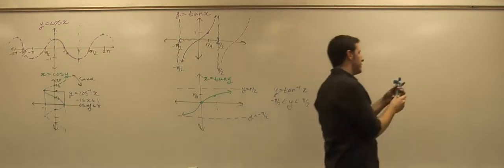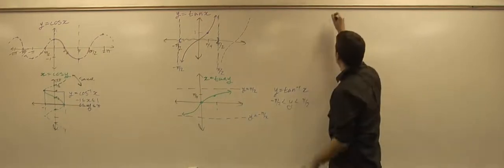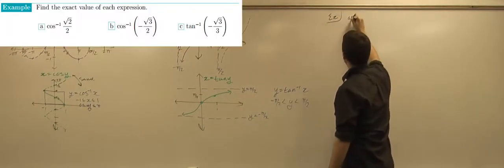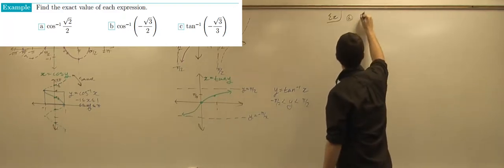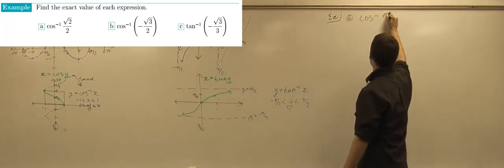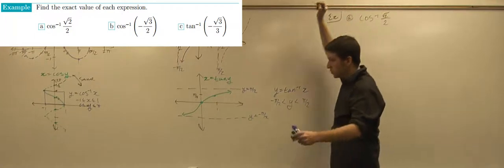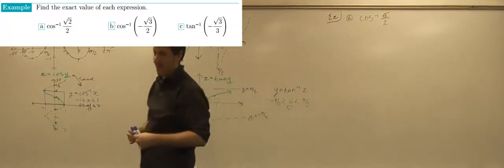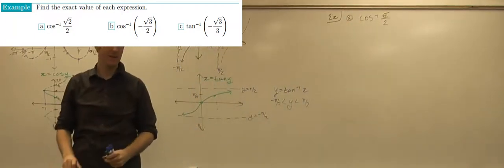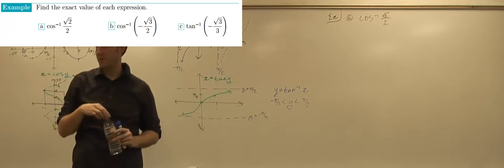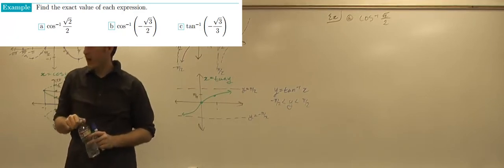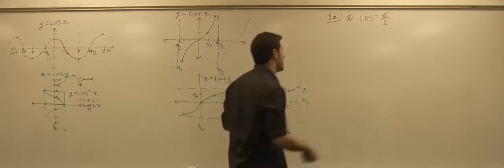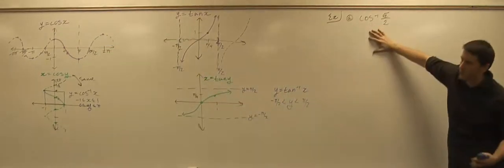Find the exact value of each expression. A: cos inverse of root 2 over 2. What do you think that is? Pi over 4. It's got to be pi over 4. But what's the logic? How do you know? What do you solve to get pi over 4?